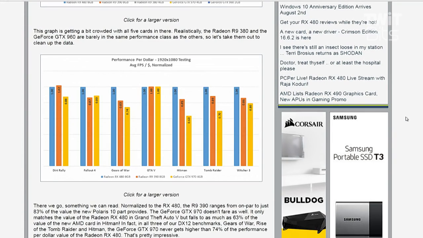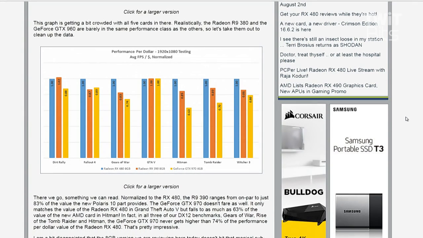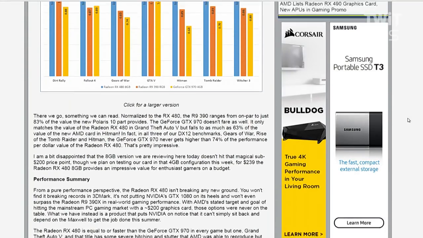That's their goal. Their goal is to gain market share. Their goal is to get these cards into people's hands. And that's the way you do it, right? You can do it in performance per dollar. That's what people really pay attention to in regards to new product launches like this.